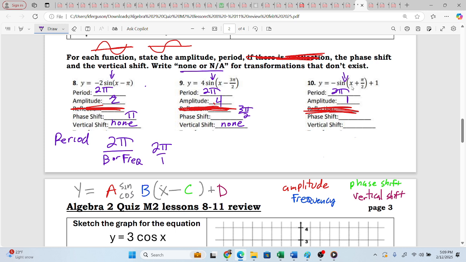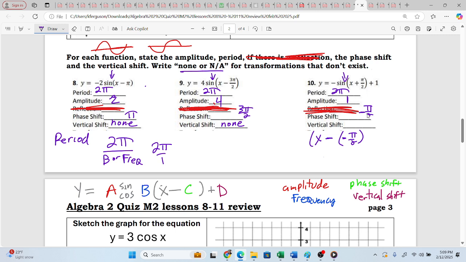So now let's look at the phase shift. This is x plus pi over 2. Remember, it should be minus phase shift. So that means I've got x minus a negative pi over 2, because when you subtract the negative, it's the same as adding a positive, right? So now it's in my form like my sheet: x minus c, x minus negative pi over 2. So my phase shift is negative pi over 2.